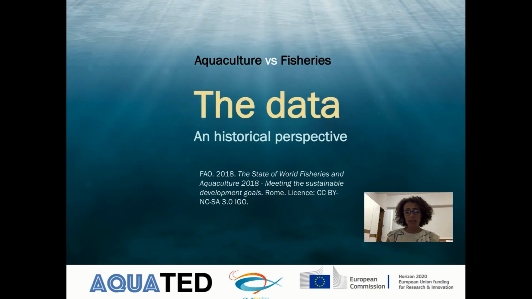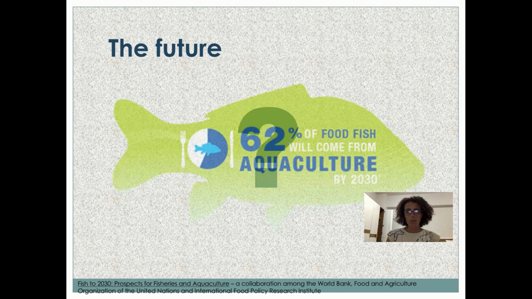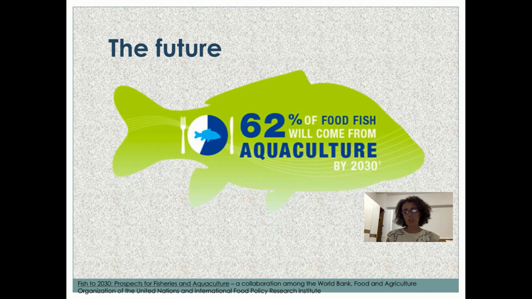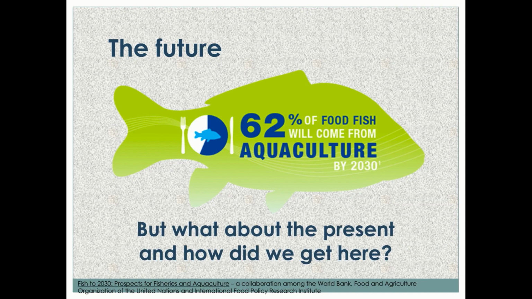Welcome to AquaTed. In this video we are going to discuss a bit of the statistics and the data on aquaculture and fisheries. We've seen that it is predicted that by 2030, 62% of the total seafood production will come from aquaculture, okay? But what about the present and how did we get here?